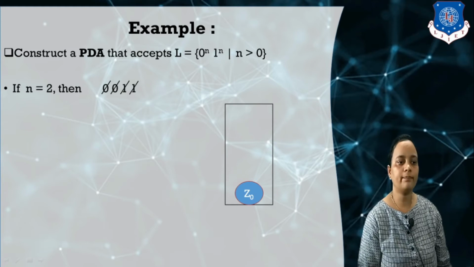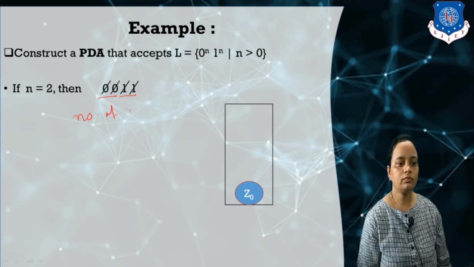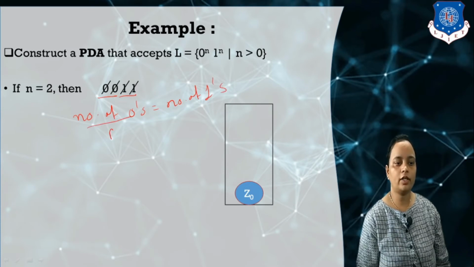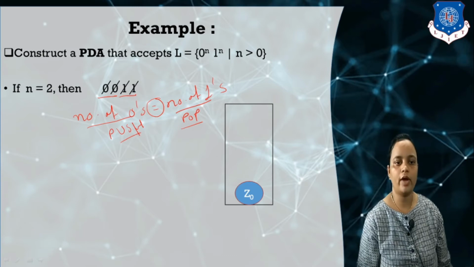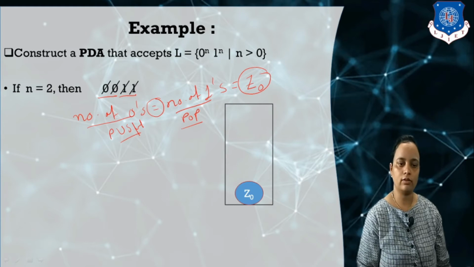So here you can see n equal to 2, which means the power of n is 2. So two zeros and two ones, so the number of zeros is equal to the number of ones. The value on the left-hand side of this equal sign, we always perform push operations, and on the right-hand side we perform pop operations. So the number of pushes and pops should be equivalent, so at the end the stack must contain only Z0.